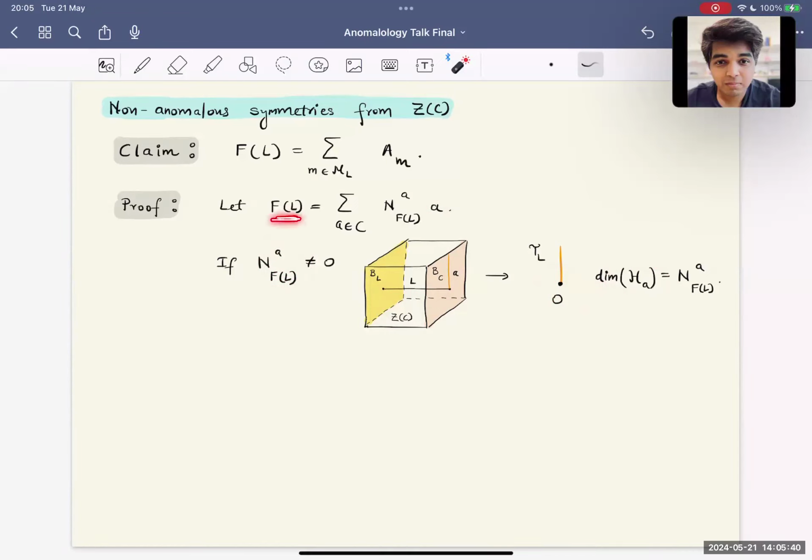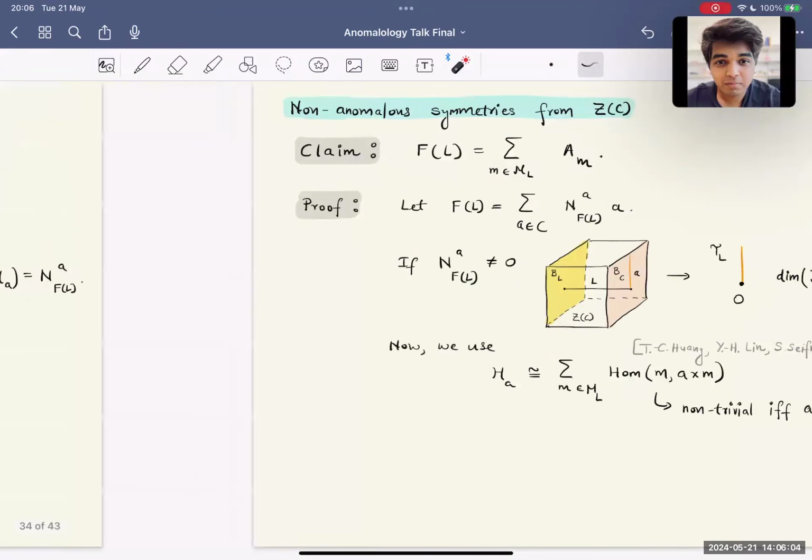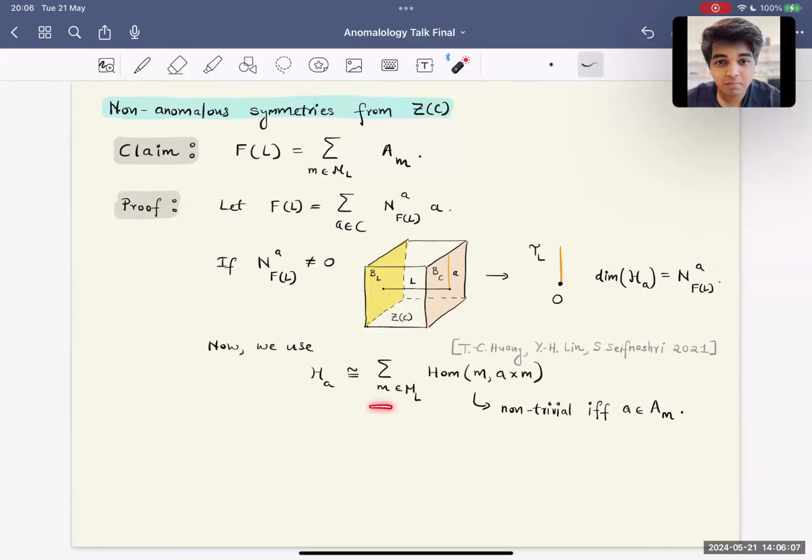So whenever you apply F to L and you get some multiplicity, that multiplicity has to do with the size of the Hilbert space of this twisted sector in the 1+1D theory. Here, the 1+1D theory I'm taking is the TQFT, so that you have these finite dimensional spaces, and you can talk about these integers as dimensions of those spaces. You can use an isomorphism between the twisted sector Hilbert space and certain Hom spaces to show that F of L is the sum of algebras.